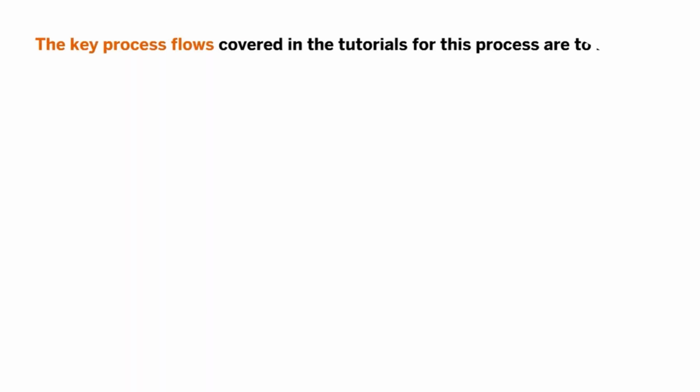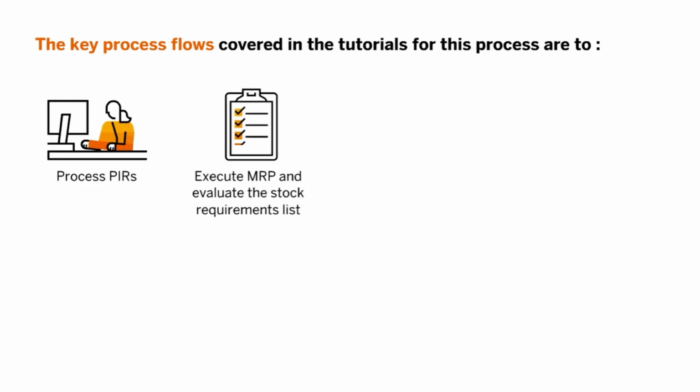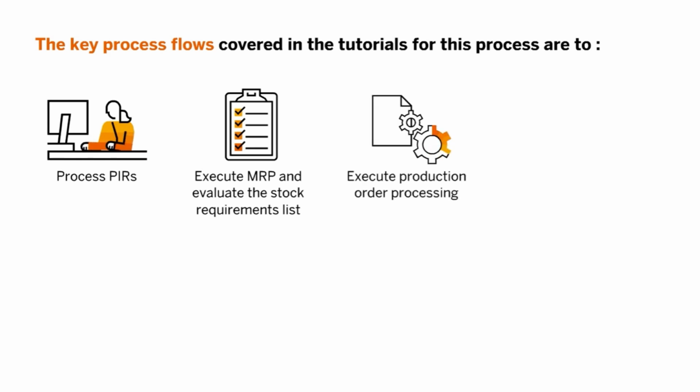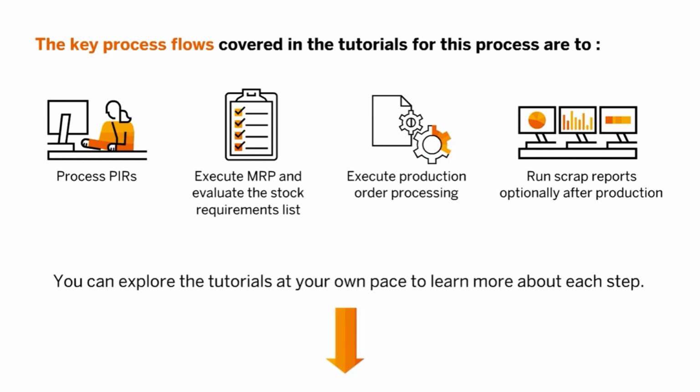The key process flows covered in the tutorials for this process are to process PIRs, execute MRP and evaluate the stock requirements list, execute production order processing, and run scrap reports optionally after production. You can explore the tutorials at your own pace to learn more about each step.